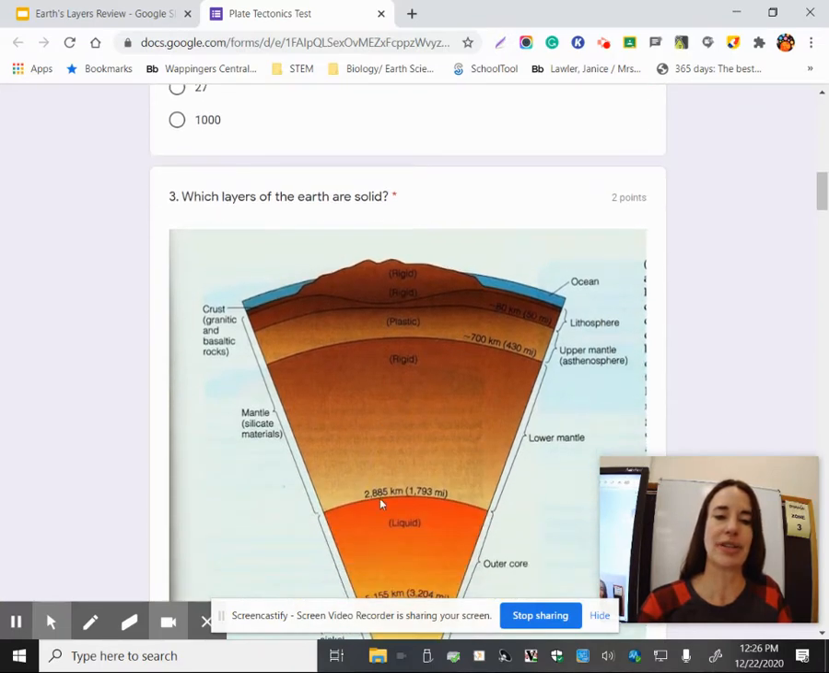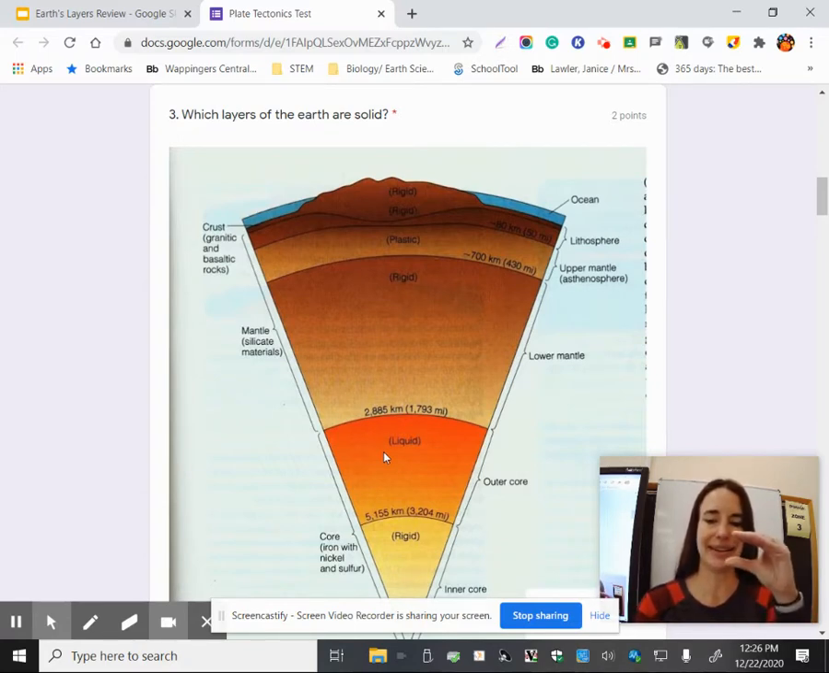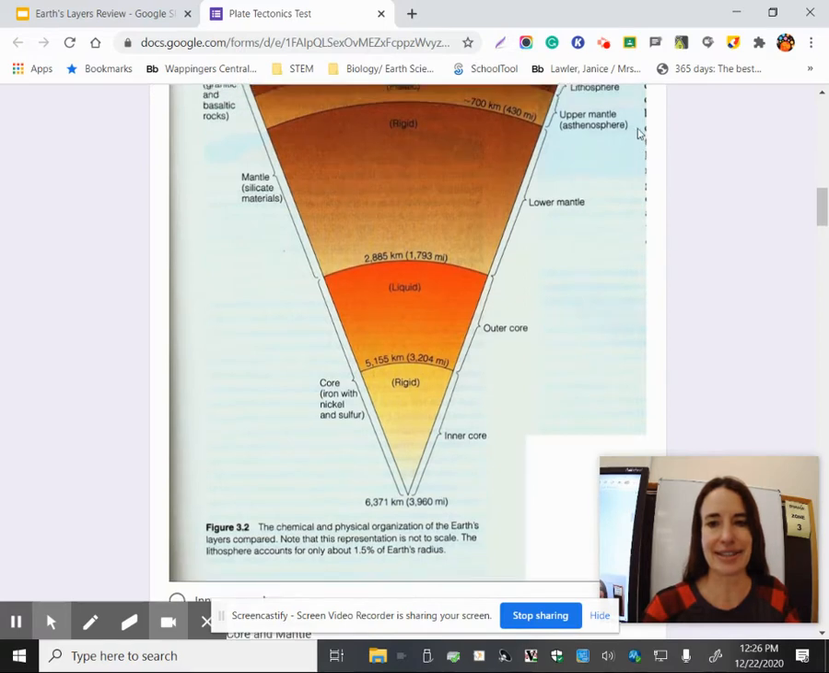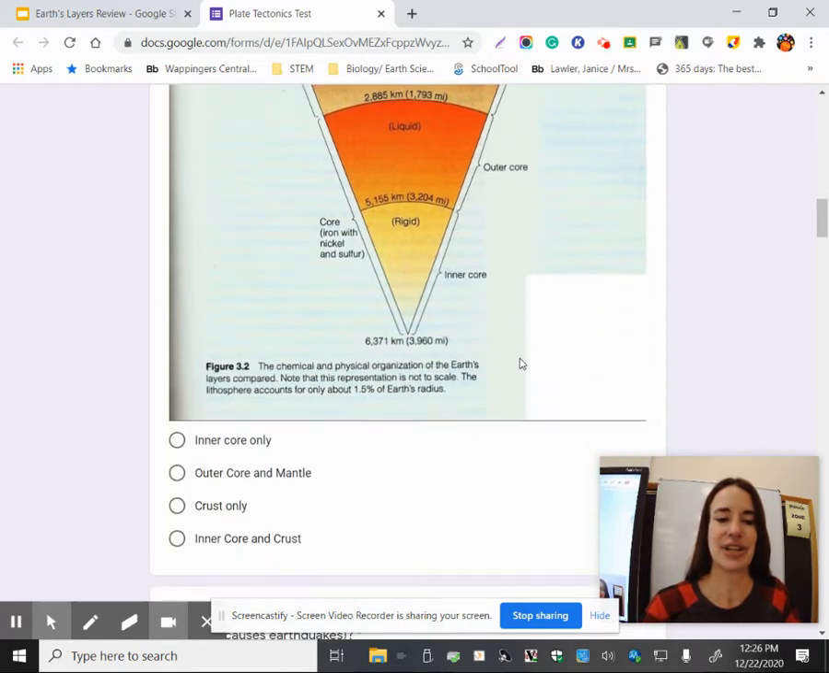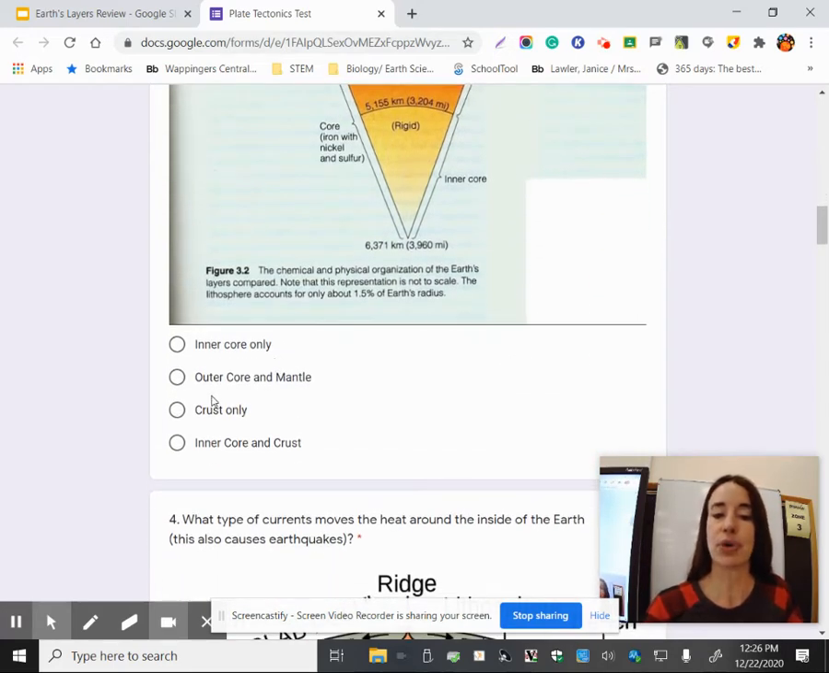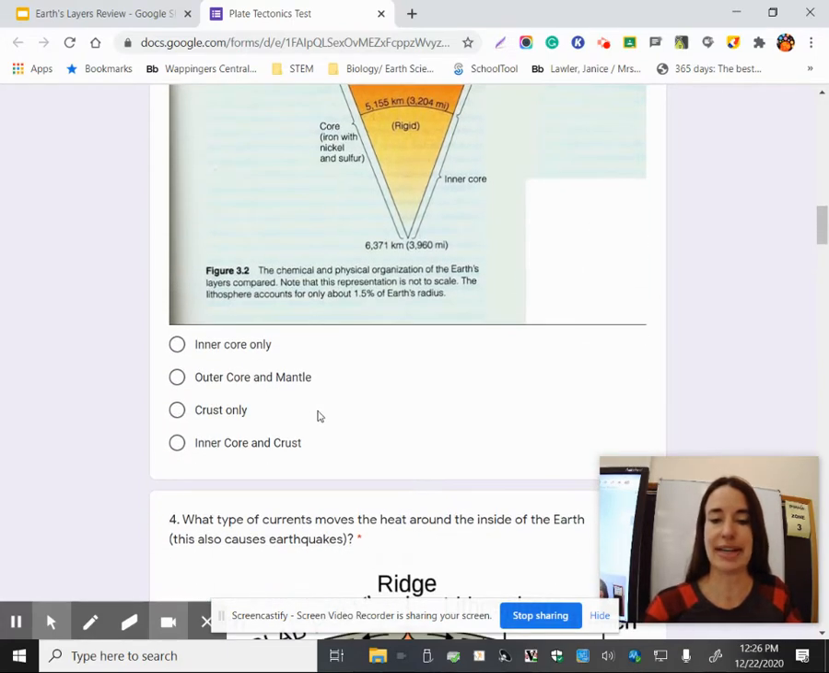Number 3, which layers of the Earth are solid? So think of it like a peanut butter and jelly sandwich. Top and bottom, solid, the bread, and in between, gooey, sticky stuff. So what layers are solid? And what layers are liquid then? Is it the inner core only, outer core and mantle, the crust only, or the inner core and crust? Again, looking at our diagram and then going down to our choices.